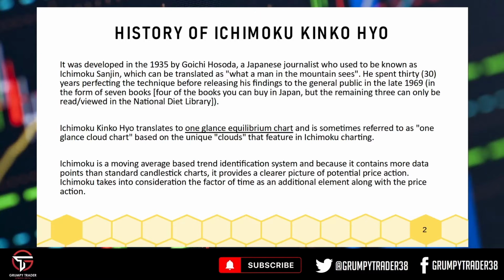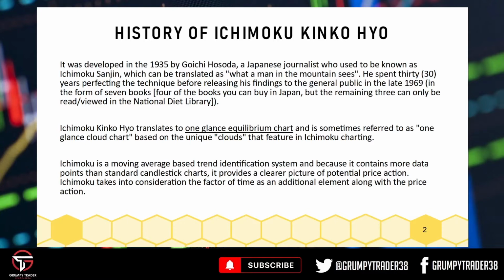Now, Ichimoku Kinko Hyo translates to one-glance equilibrium chart. Now, kaya ko yan in-underline nan, important yung point na yan. Babalikan at babalikan natin yan over the course of this series. Okay? So, gusto ko lang matatak sa inyo na importante yan, yung equilibrium. And it's also sometimes referred to as one-glance cloud chart based on the unique clouds or kumo that feature in Ichimoku charting.